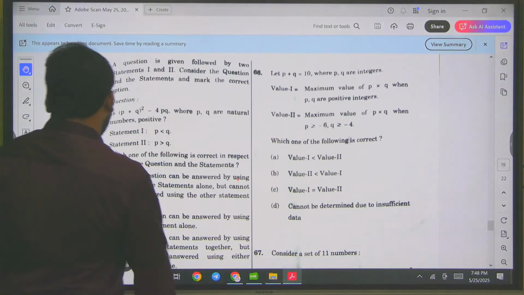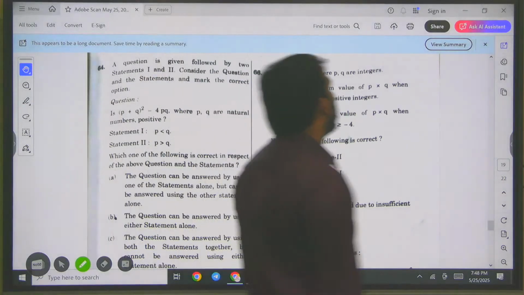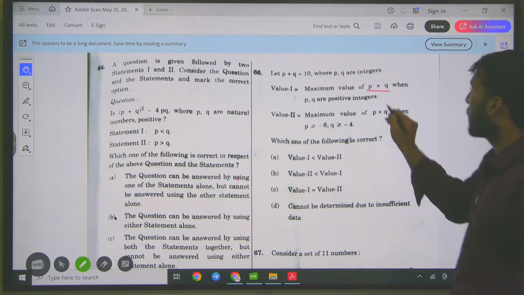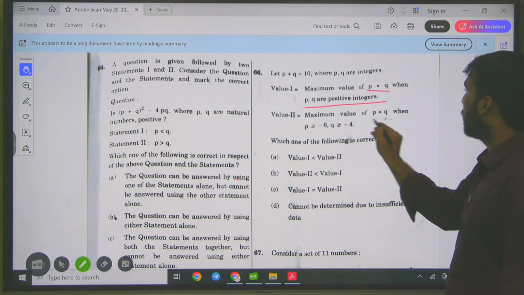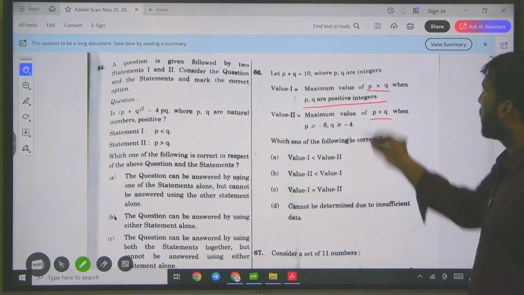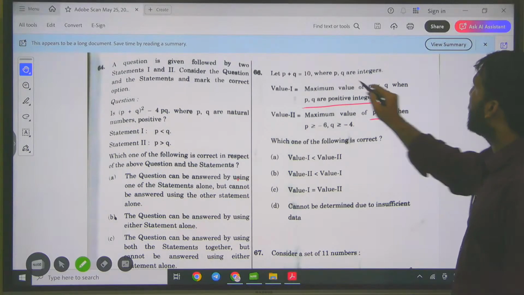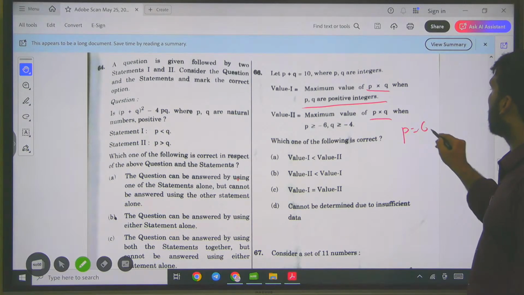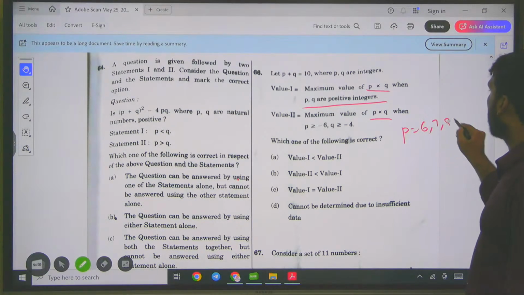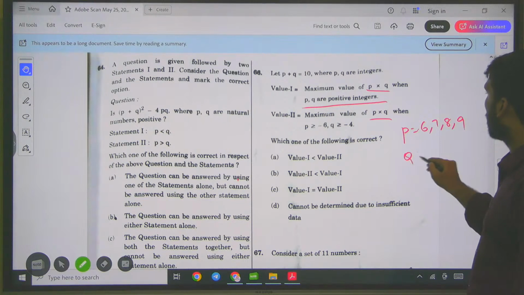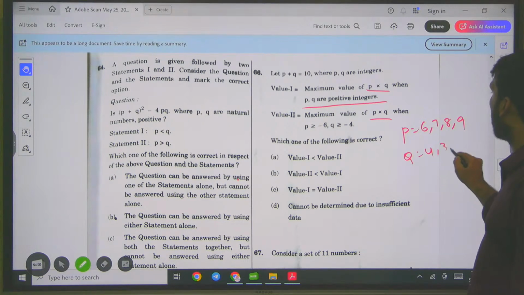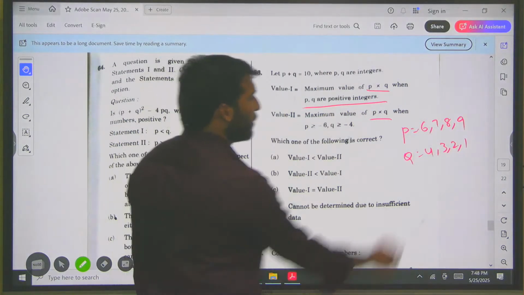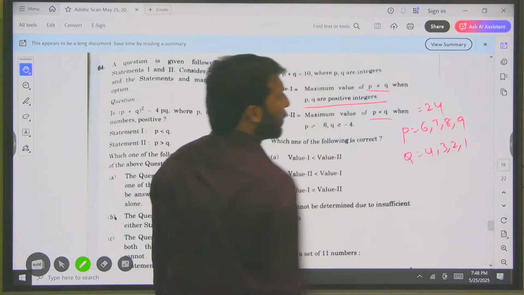Next question. P plus Q is equal to 10, where P, Q are integers. What is the maximum value of P into Q when P, Q are positive integers? So if I take P into Q, P should be 6. What are the possible values? P is equal to 6, 7, 8, 9, and correspondingly Q is equal to 4, 3, 2, 1. It can change, whatever it may be. So what is the maximum possible value? Here I am getting the maximum possible value as 24.